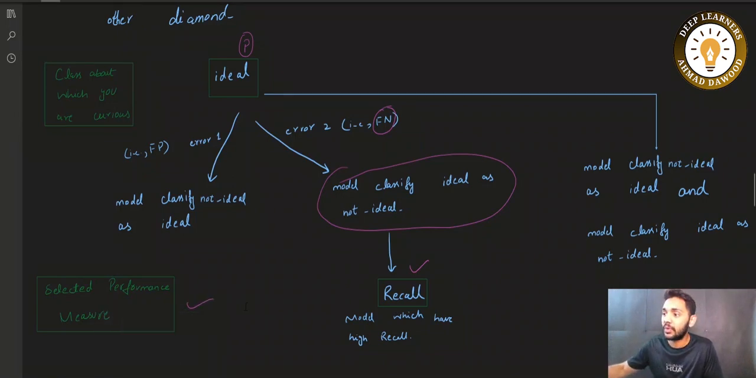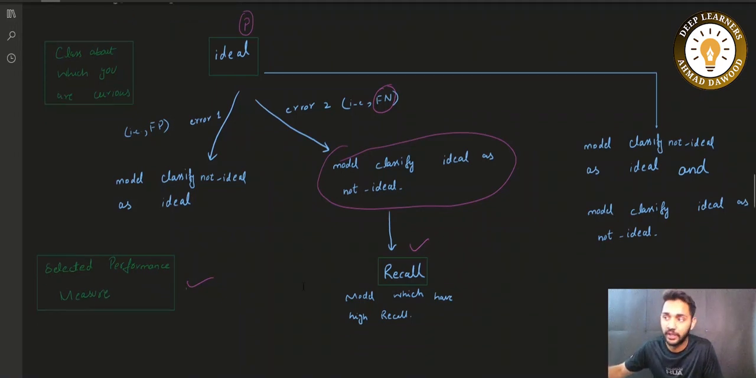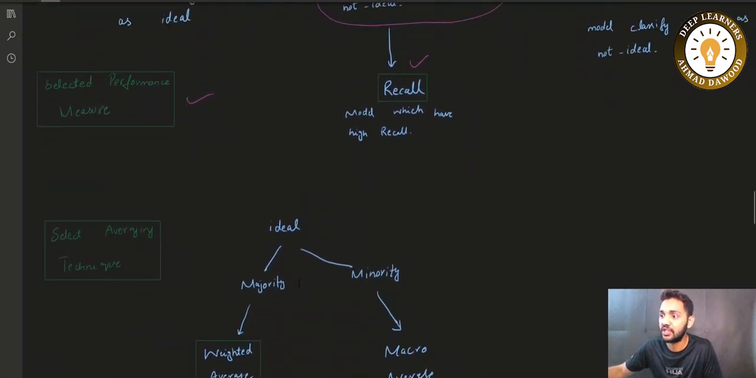Okay, so now you want such a measure. You want such a type of classifier which should have high recall with respect to the ideal class and also good recall with respect to the other classes. For that, you have to take an average of the recalls of all the classes. And now here you have to see what type of average you should choose. There are multiple types of averaging here.